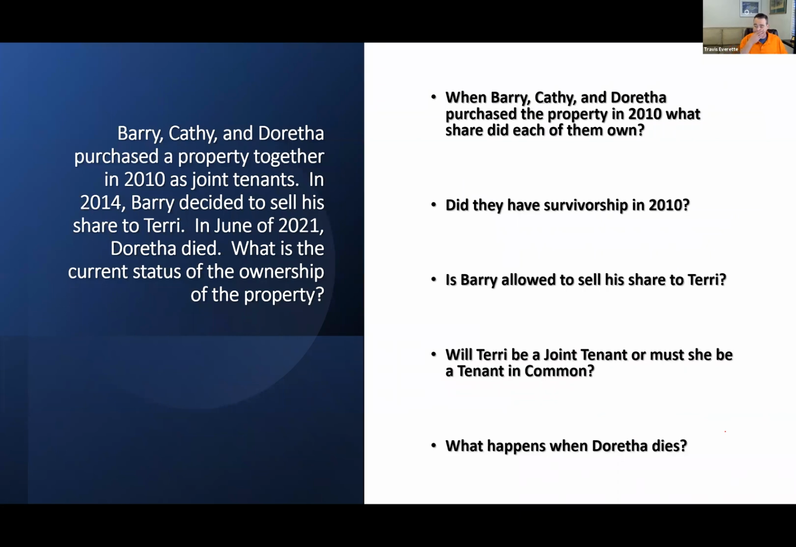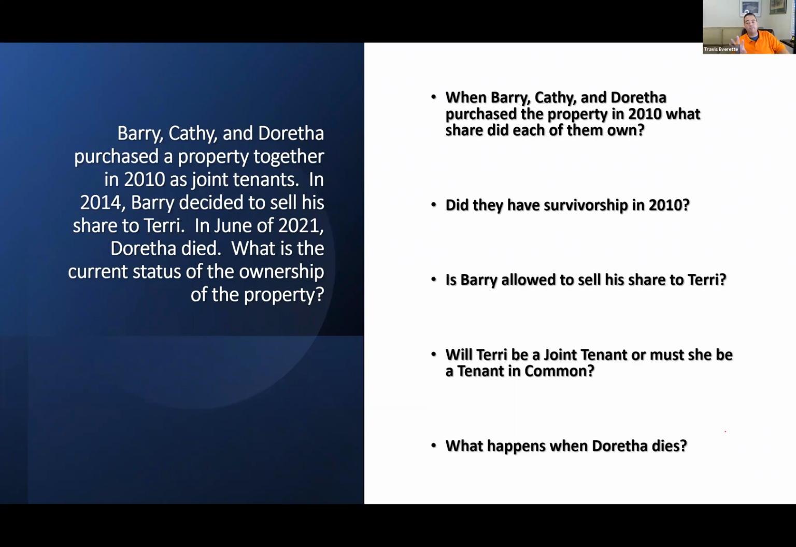So look at this one. It says Barry, Kathy, and Doretha purchased a property together in 2010 as joint tenants. In 2014, Barry decided to sell his share to Terry. First of all, can Barry do that? Can Barry sell his share? What do y'all think?